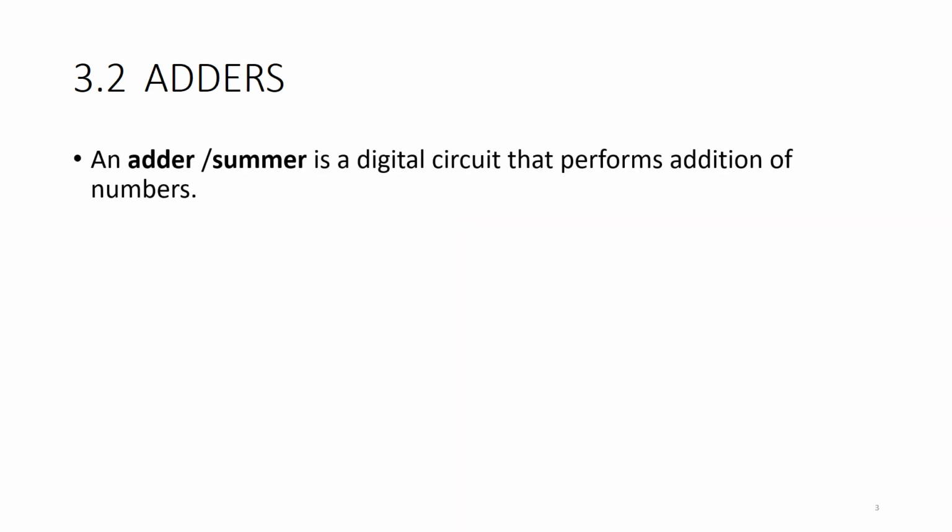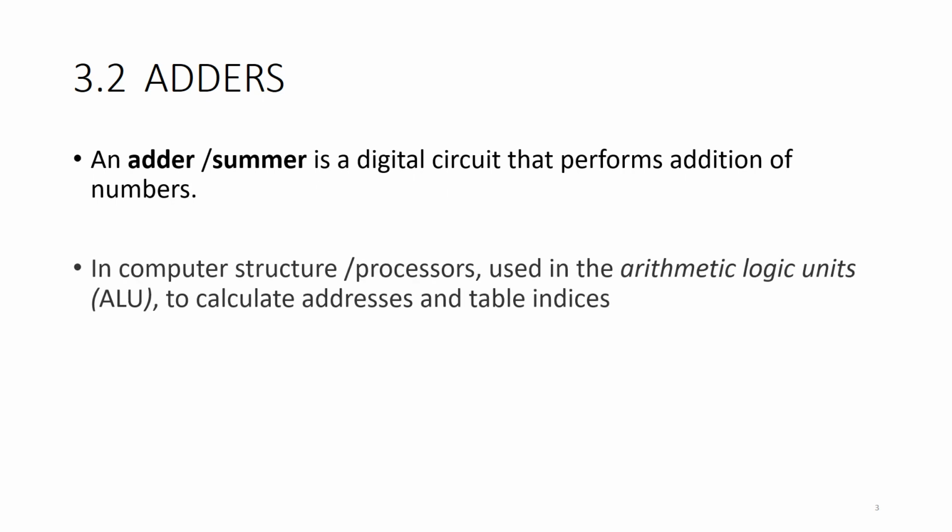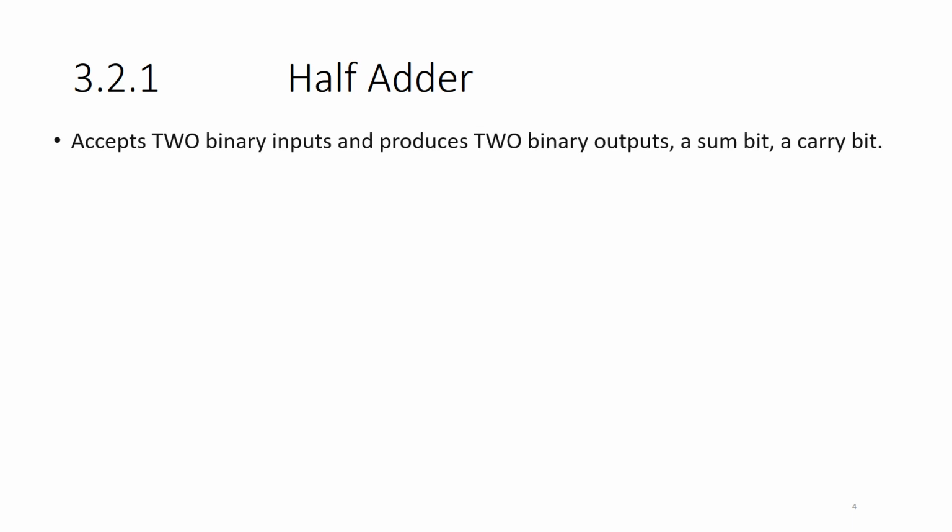An adder or summer is a digital circuit that performs addition of numbers. In computer structure or other processors, it is used in arithmetic logic units, or ALU, to calculate addresses and table indexes. A half adder accepts two binary inputs and produces two binary outputs, which are a sum bit and a carry bit, and it can only add two binary digits.